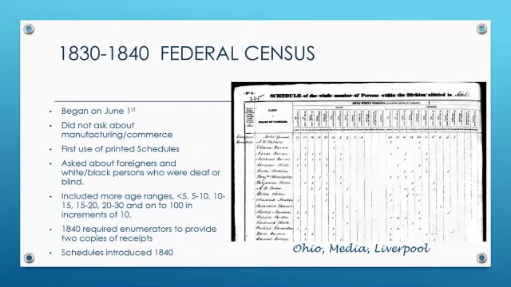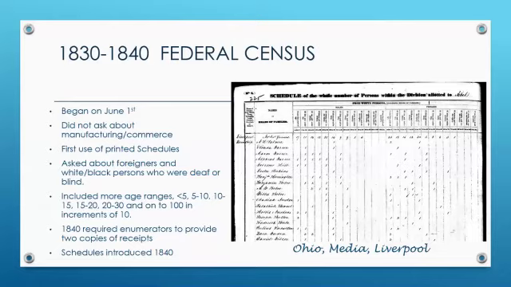These censuses didn't ask about manufacturing or commerce, but they did ask about foreigners and white or black people who were deaf or blind. This was something that was really of interest back then. This was part of knowing the politics of the time. They wanted to know who was deaf, who was blind, and they wanted that statistic to try to figure out what resources that population needed.